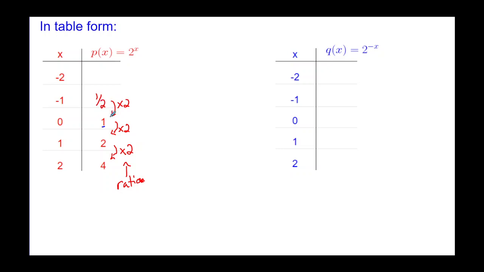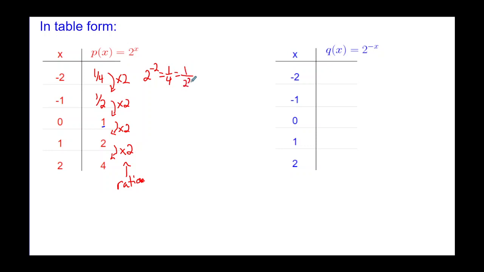Or if you prefer, to go down in this table, we're multiplying by 2. If we want to go the other direction, we want to undo that multiplication, so we end up dividing by 2. So 1/2 divided by 2 would give us 1/4. And again, 1/4 times 2 would give us 1/2. So we've got that common ratio there. And again, this is saying that 2 to the negative 2 is equal to 1/4. And just in case you're not sure, that's the same as 1 over 2 squared.